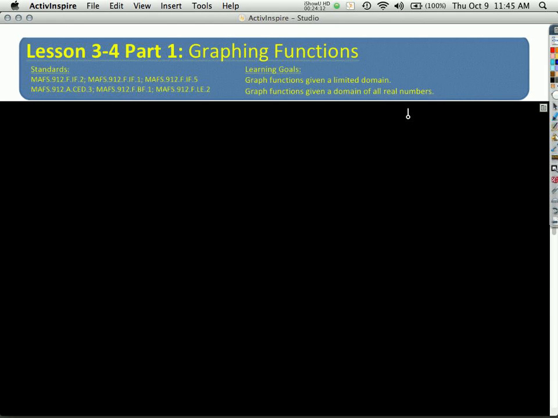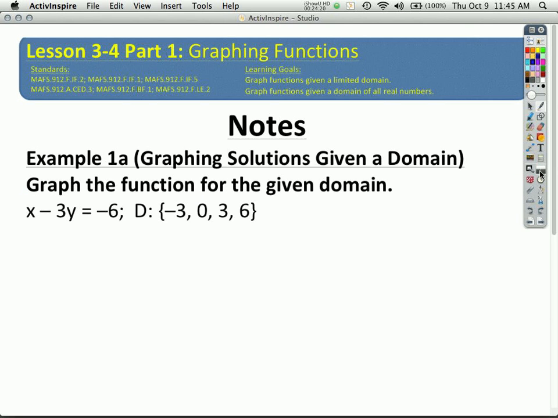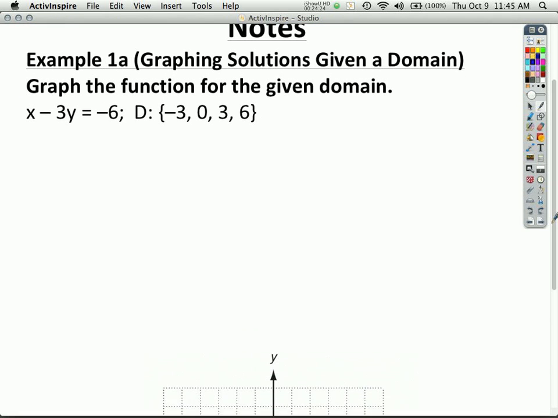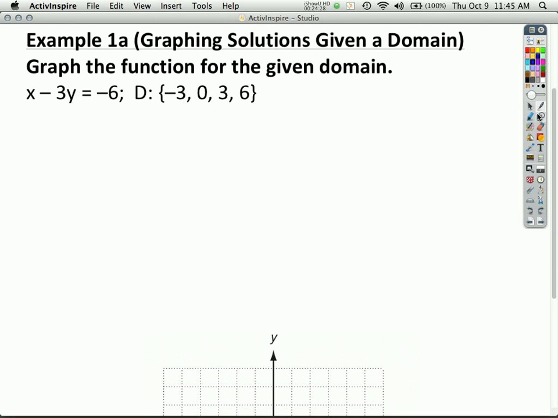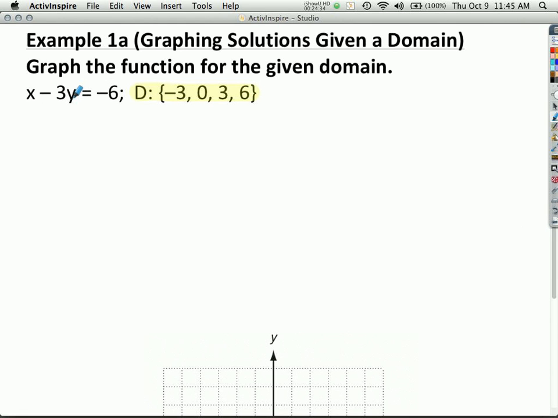So, there are no new vocabulary terms, there's no new concepts. It is everything you already know how to do all wrapped together. But you have to pay attention to what you're doing. So, graphing with a given domain. We are given an equation and this domain to use with it.